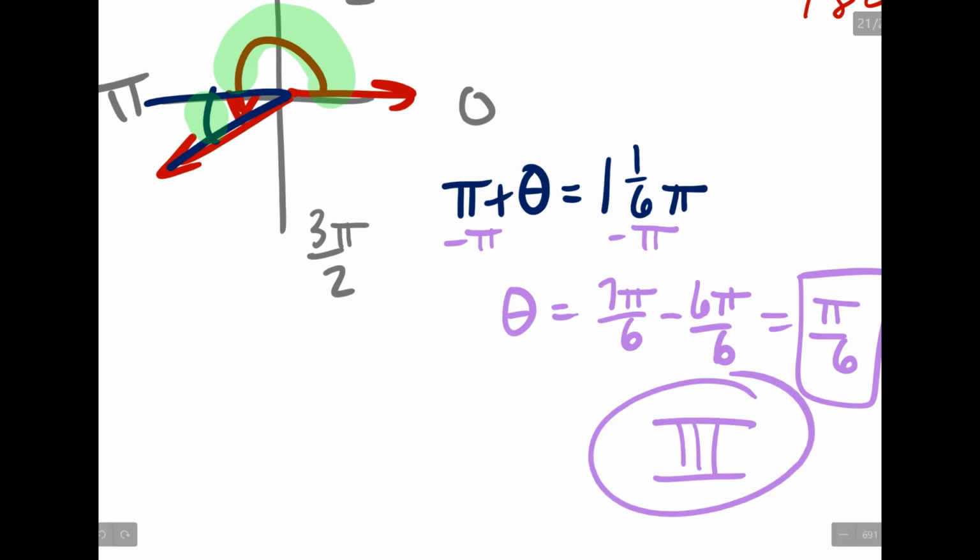Just to throw it back a sec: 7 pi over 6 minus pi. I have to have a common denominator. So that's how I get 7 pi over 6 minus 6 pi over 6.